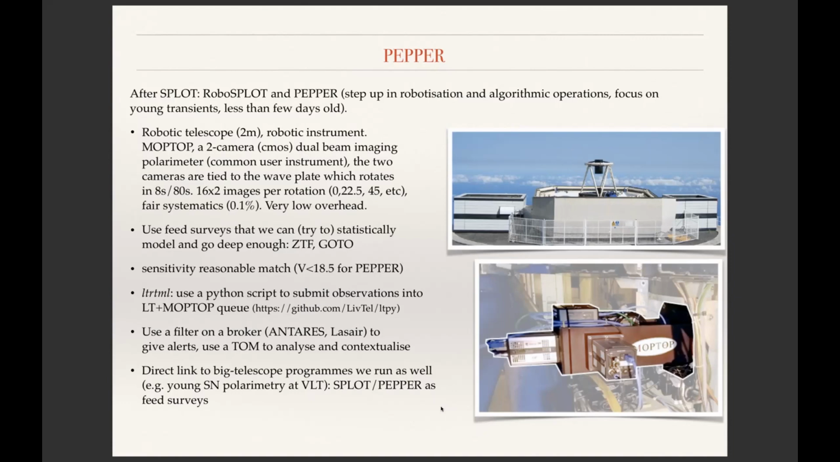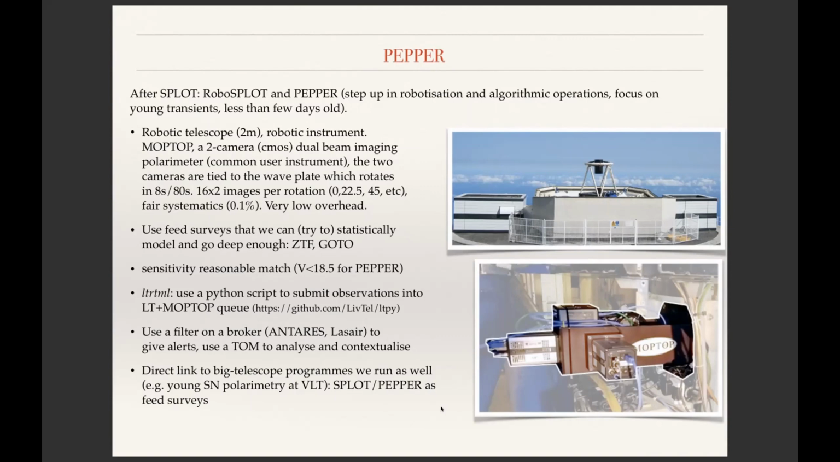We use a robotic telescope to do this, the Liverpool telescope, and a robotic instrument called MOPTOP. Now, MOPTOP needs some introduction, I think. It's a dual camera, dual beam imaging polarimeter. It's a common use instrument for LT, where the two cameras of the polarimeter are tied to the wave plate, which rotates at a fixed speed of 8 seconds or 80 seconds. Those are the two settings.